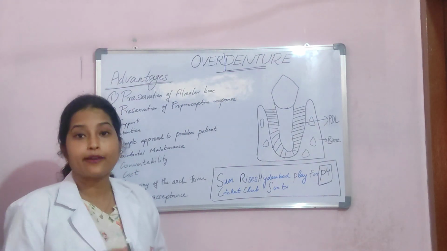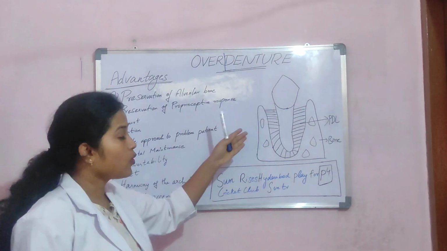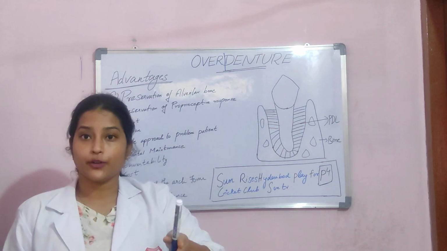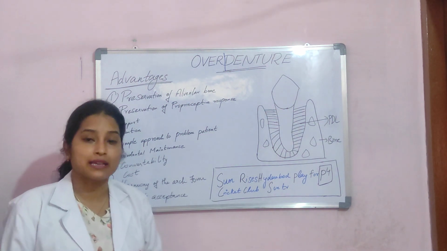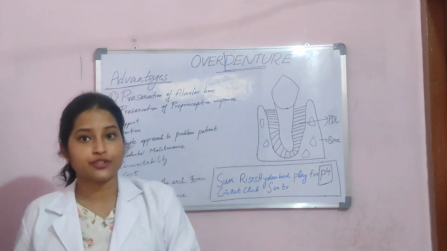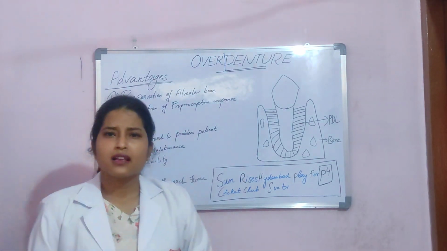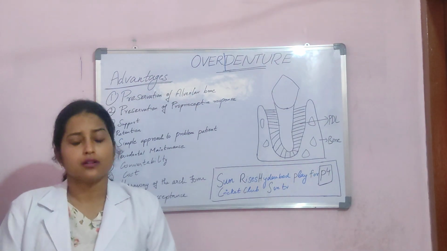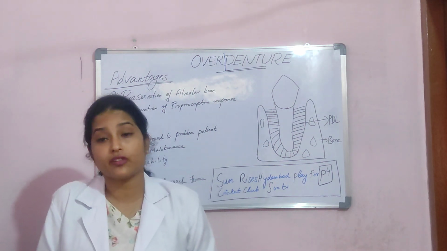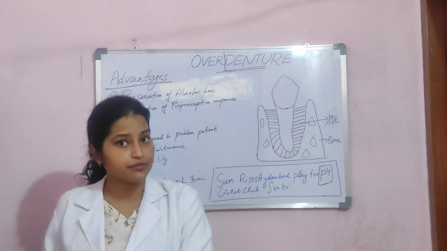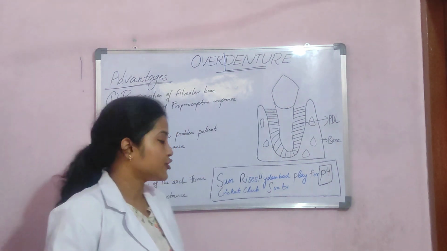Next is convertibility. In future, if we have to remove the overlaid teeth for some reason, these overdentures can be converted into a conventional complete denture. So the patient doesn't have to come again for the conventional complete denture procedures. Next is the cost. Compared to a conventional complete denture, of course the cost of overdenture is more, but compared to extensive fixed partial treatment and removable partial treatment, the cost of overdenture is comparatively less, outweighing its disadvantage.